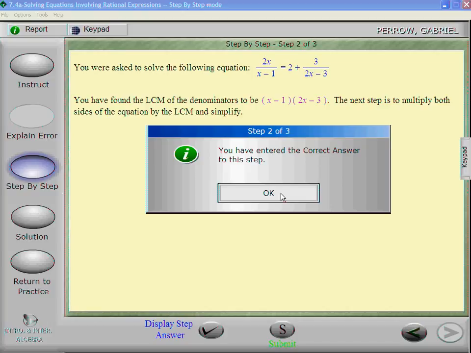My computer's going a little slow. Taking its good old time. I'll pause it for a sec.